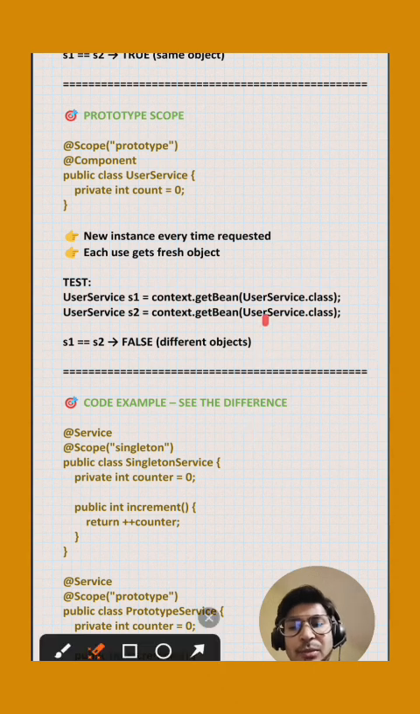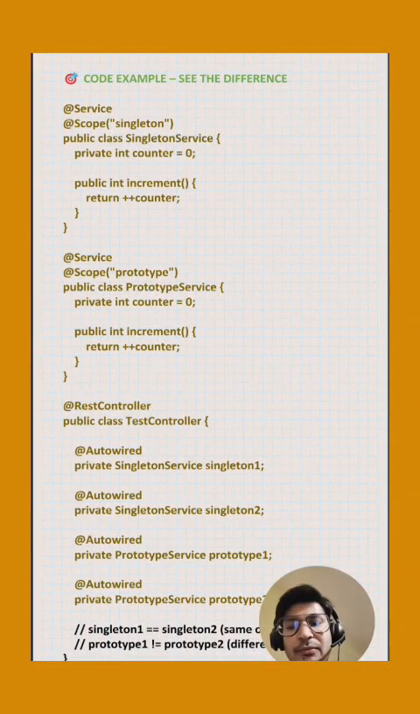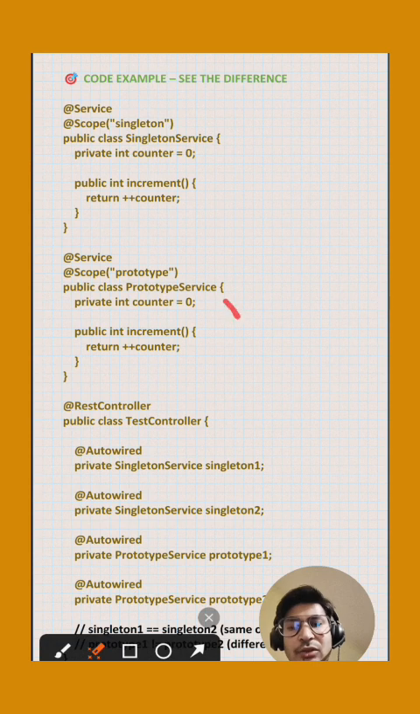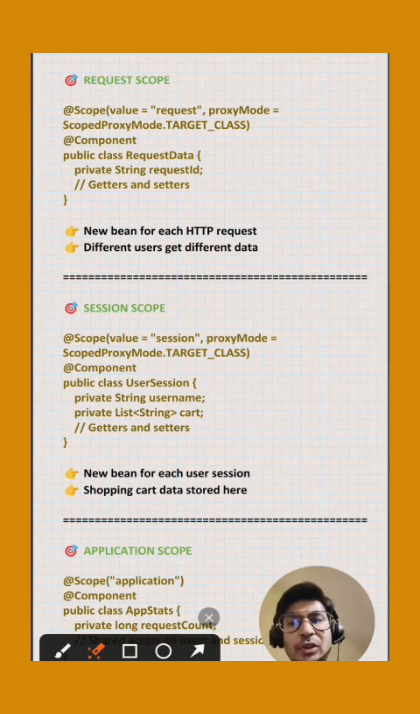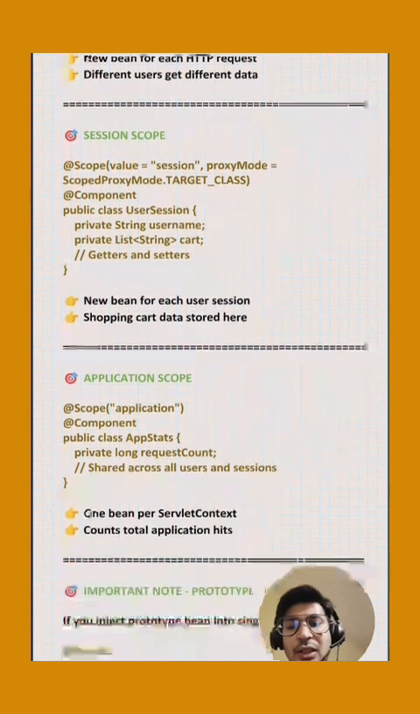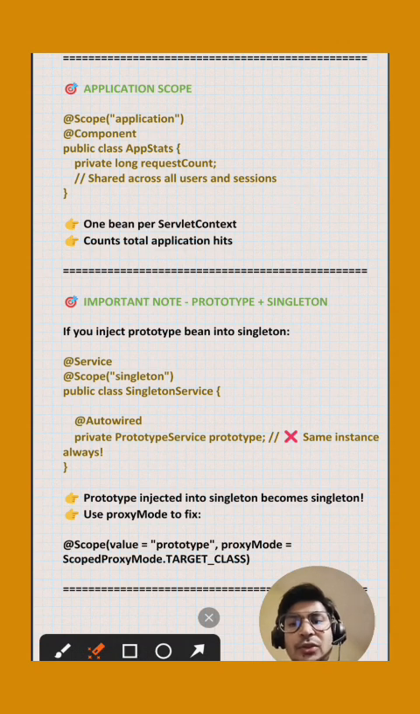Similarly, if we talk about the difference, in the case of prototype we get a new instance every time, and for singleton a single instance is created. For request scope, we can use it this way: value equal to request, and we need to use proxy mode. A new instance is created for each HTTP request, and different users can get different data. For session, a new bean is created for each user session, and shopping cart data is stored here. For application scope, we can use one bean per servlet context, and count total application hits.